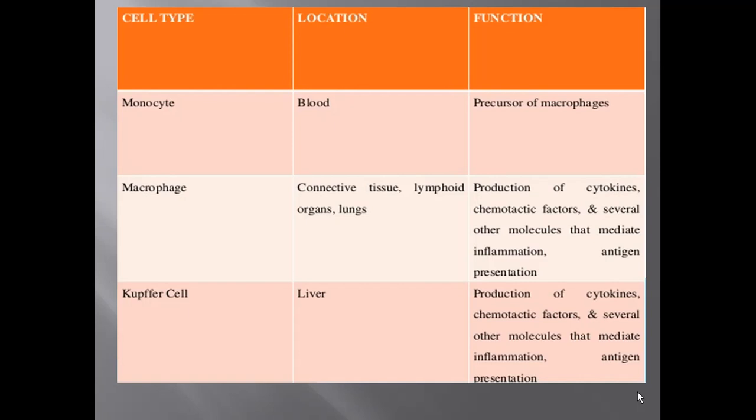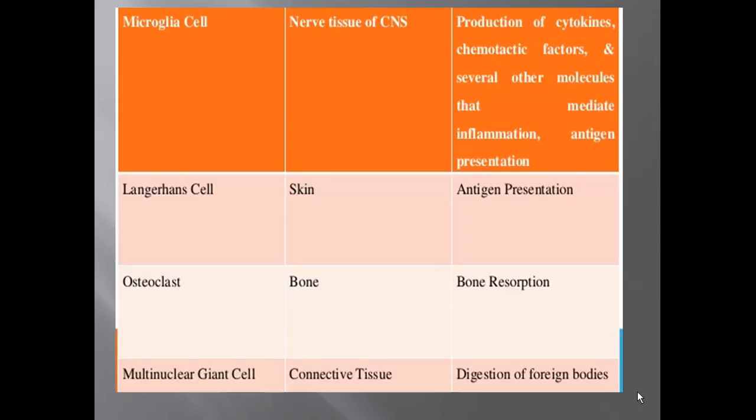Essentially, knowing the columns in this table is very essential. For example, you need to know the cell type, where its location is exactly, and what its function is. So I collected all of them and put them in this table. These tables are essential to know, and to understand this table and also this table: monocyte, macrophage, Hoover cell, microglial cell, Langerhans cell, osteoclast, and the nuclear giant cells.